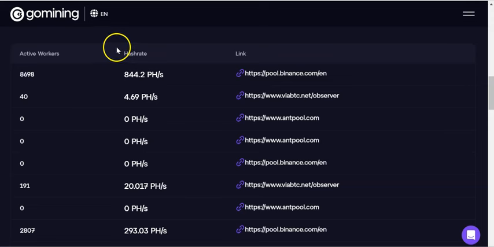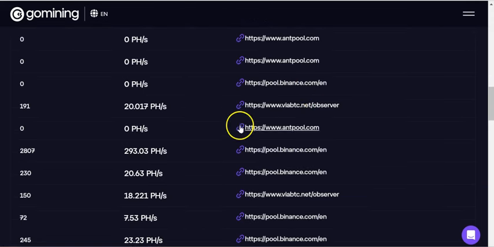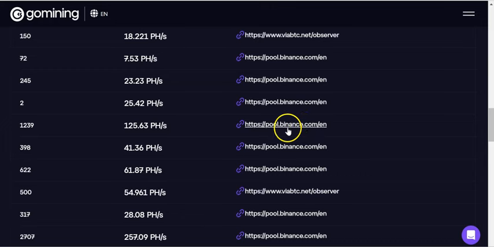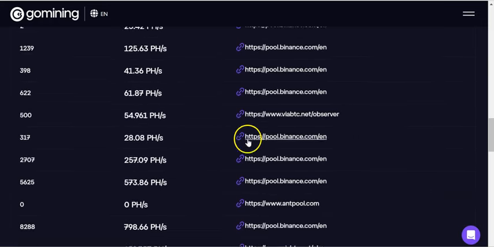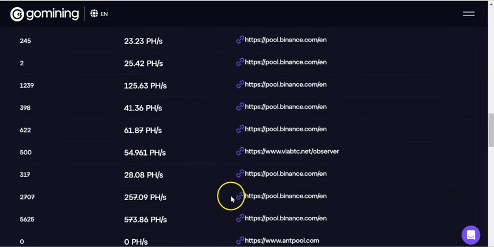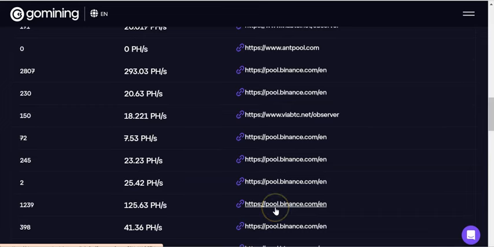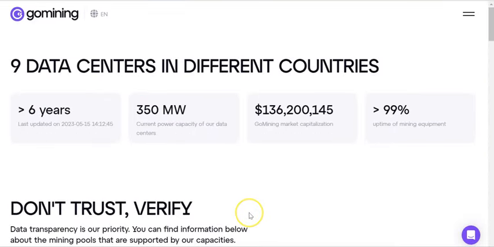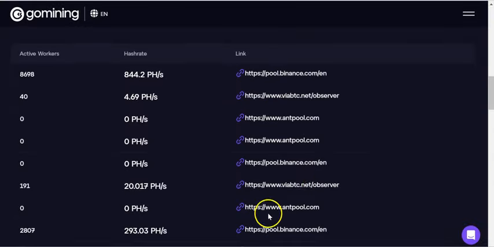You can see the hash rates per second on pool.binance.com. You can verify it on vibtc.net, pool.binance, vibtc. You can verify the amount of computing power that they are sending into that pool in order to mine Bitcoin. Did you see that? That is quite easy to verify.